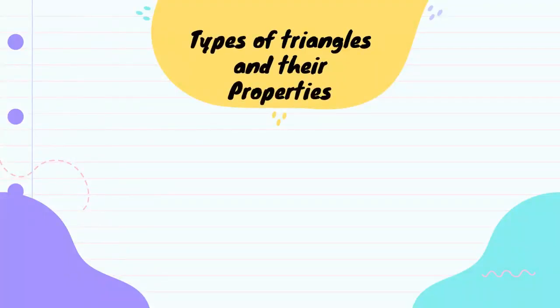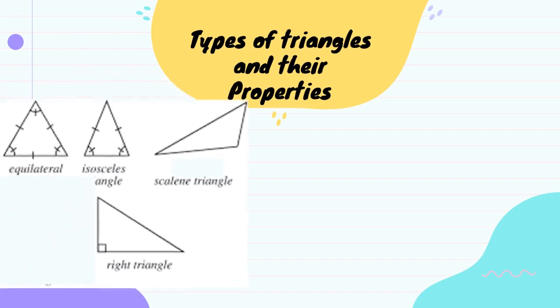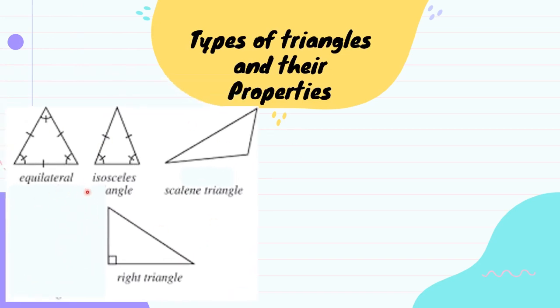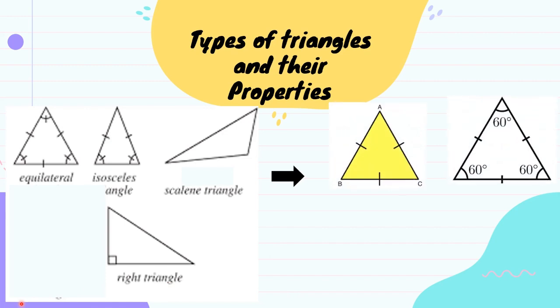So let's look at types of triangles and their properties. I have different triangles here: equilateral, isosceles triangle, scalene triangle, then the right angle triangle, also called right triangle. The first one we are looking at is the equilateral triangle. You can see these three sides have the same marks. 60 degrees, 60 degrees, 60 degrees. All angles are equal as well.